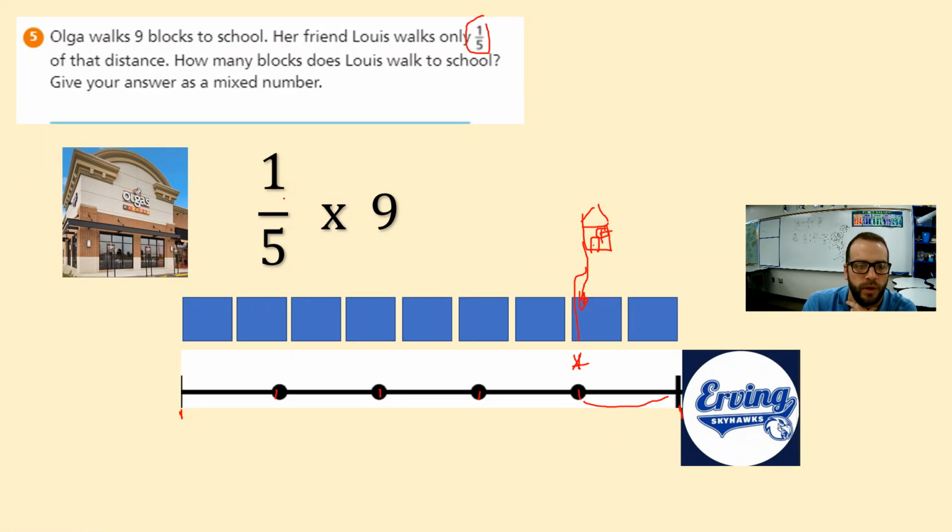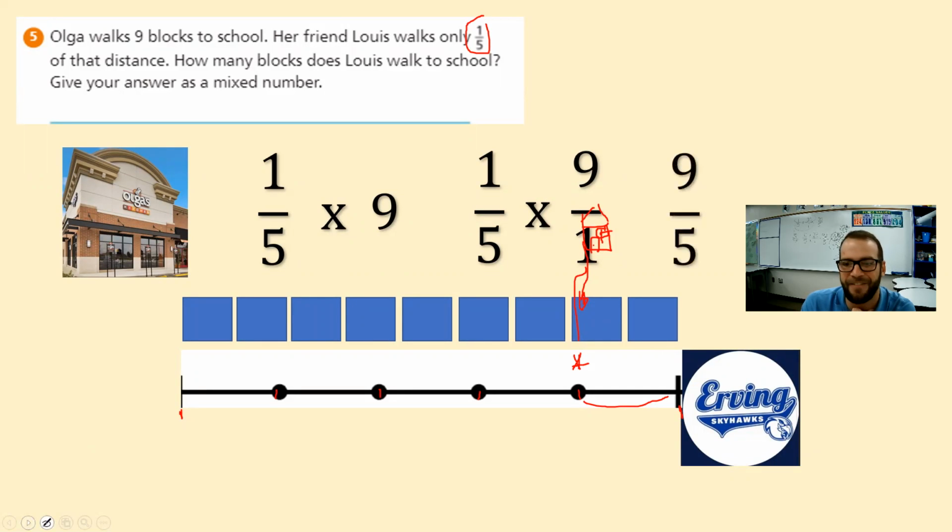That's pretty. See? Very pretty. Okay, so we want to figure out what 1/5 of 9 is, and we can't multiply that. Why? Because it's a whole number and a fraction. It doesn't work like that. You have to have both fractions. So my beautiful drawing's in the way. 1/5 of 9 is 1/5 times 9 over 1. Multiply across, we get 9/5.